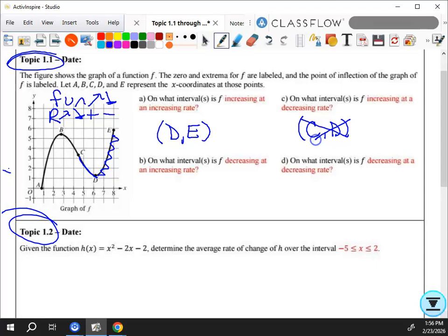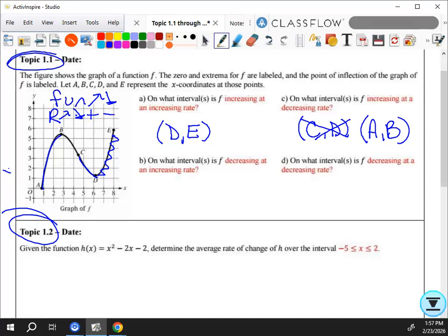A to B. Okay, so let's try A to B. It's okay. So A to B, are we increasing? Yes, and the rate is decreasing because the function is concave down. Very good. Okay, we good on that? All right, perfect.